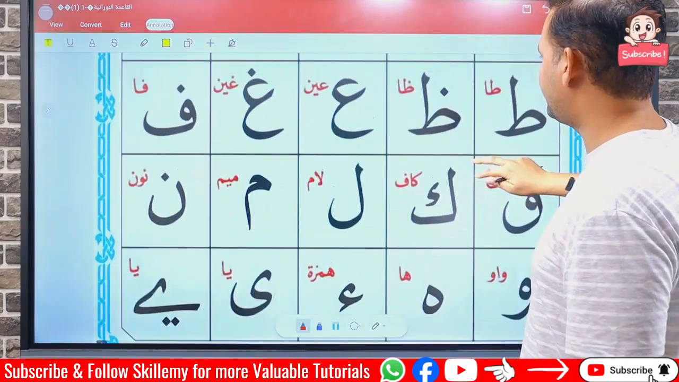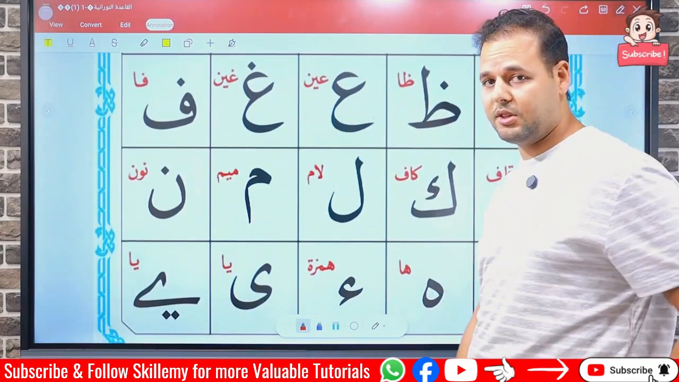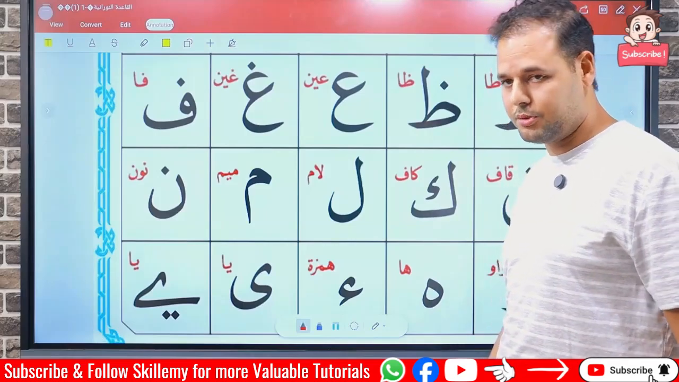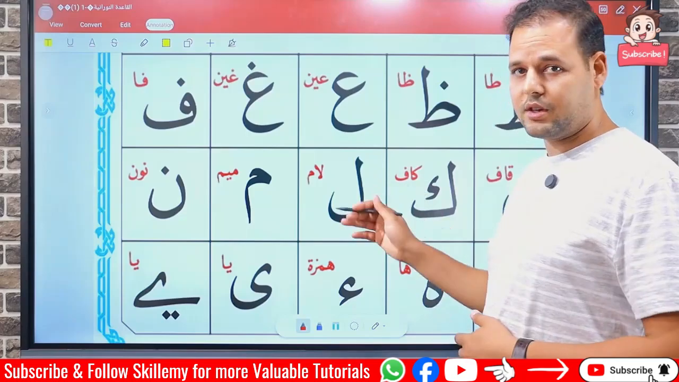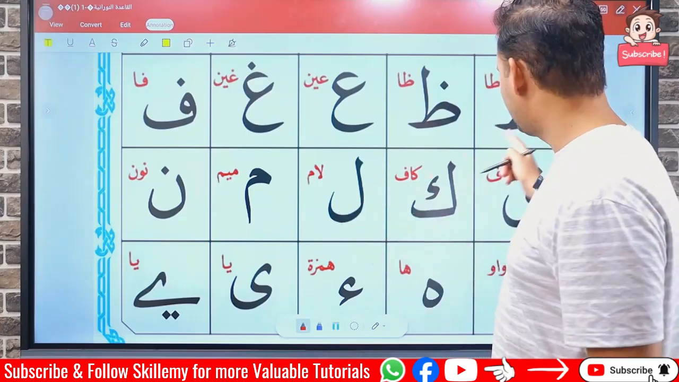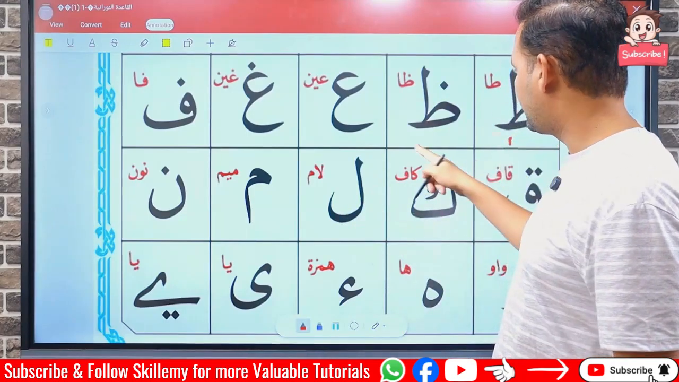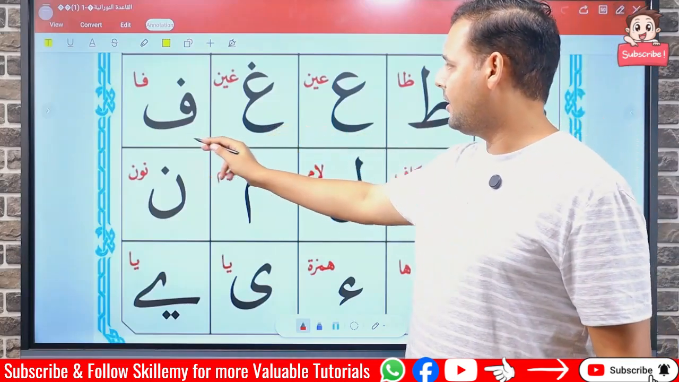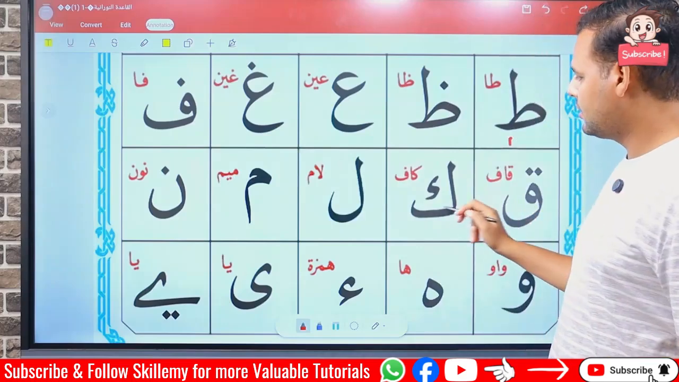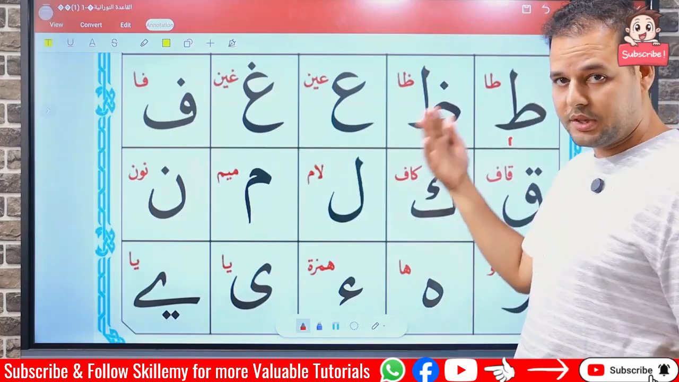Now, the second part of the alphabet. Second part of the alphabet is a bit difficult to pronounce for most people. So try to focus on the pronunciation. And remember, light letters are light, heavy letters are heavy. Ta, dha, a, gha, fa, qa, ka. You want to repeat that again?